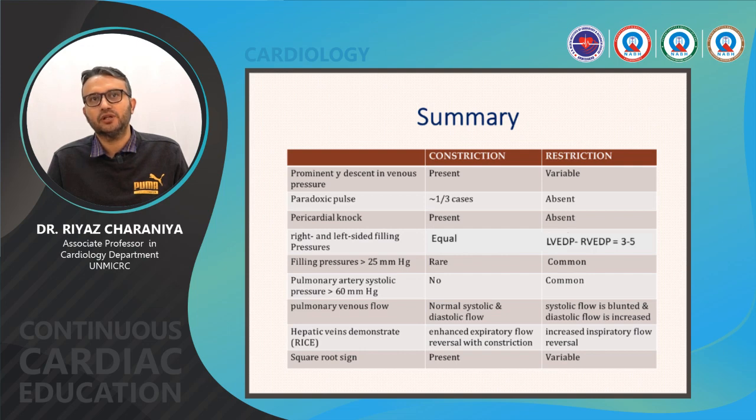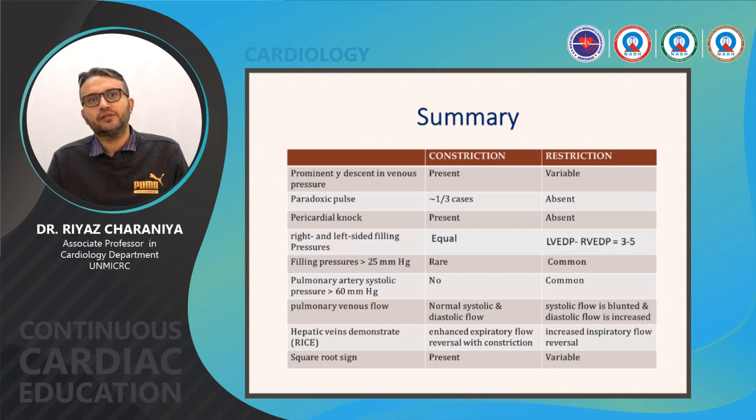It's a high pitch quality sound which can be seen in constrictive pericarditis, but it's absent in restrictive cardiomyopathy. If you see the LV and RV sided filling pressures, they are equal in constrictive pericarditis, whereas you will find some amount of difference in restrictive cardiomyopathy. The filling pressures are very high in restrictive cardiomyopathy, whereas they are not that high in constrictive pericarditis.